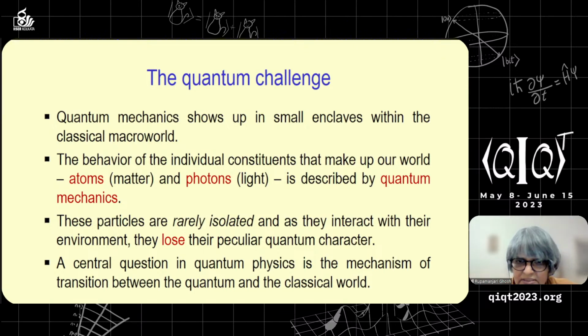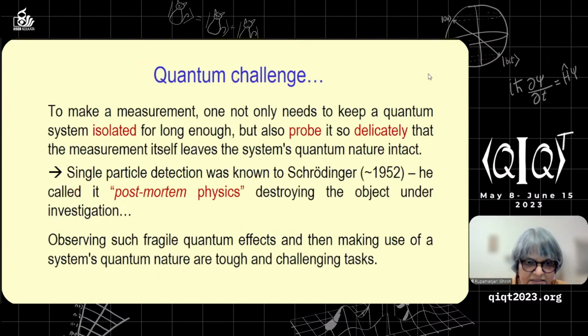So the central question in quantum physics is also the mechanism of transition between the quantum and the classical world. Is there a door that you open from the macro classical world to go to the quantum world or vice versa? So what is it that is dictating this transition? So the challenge is, again, a third aspect, I'll show you a summary of that, that to make a measurement, you need to keep a quantum system isolated for long enough. That's not enough. Measurement also affects its state. So you have to probe it so delicately that the measurement leaves the system's quantum nature intact.